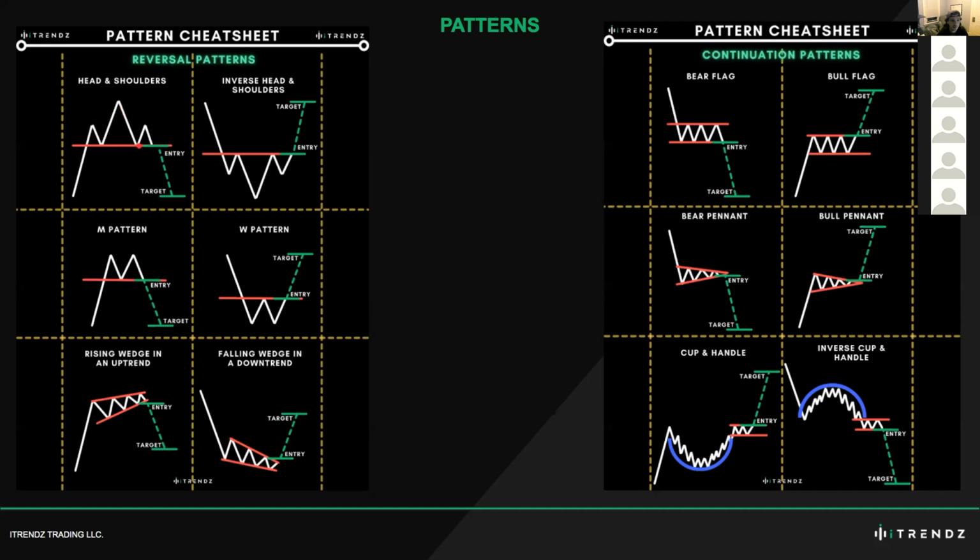Sellers come in, pull the price back down to that support again. Buyers push it up, but they get rejected here at this previous resistance. And then the stock pulls back down through that support. That's your entry. That's called a head and shoulders. That's showing you that the price is likely to reverse from that. That trend is likely to reverse, right?